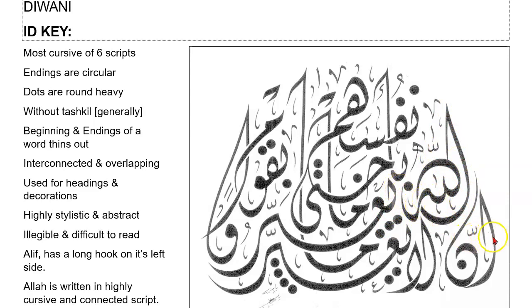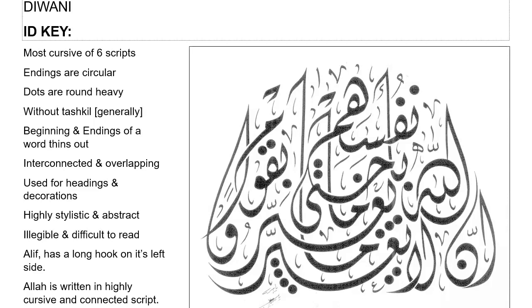So when you see that, you see the alif and the noon here. Look at that, how it gets thinned out. Once you see that, you know Divani script is on the way. All right. So I believe we got all 6 of them.